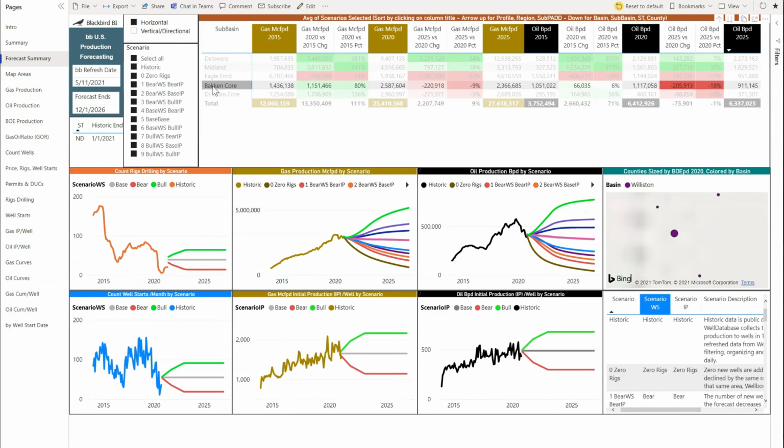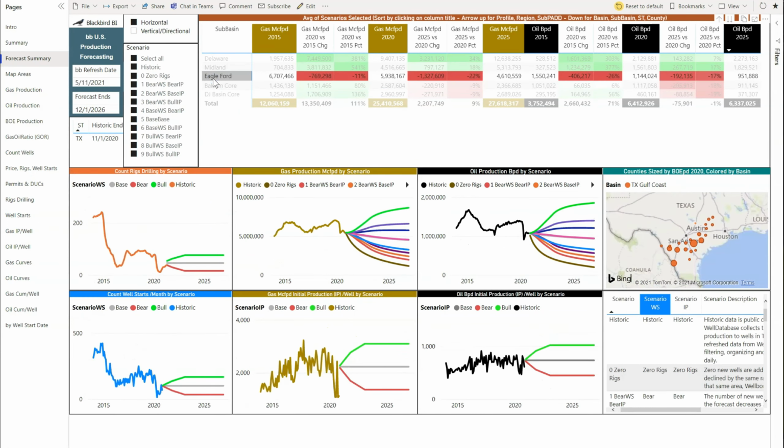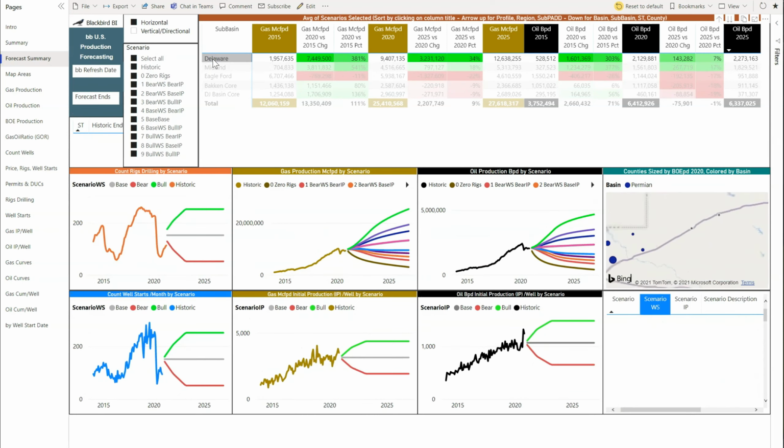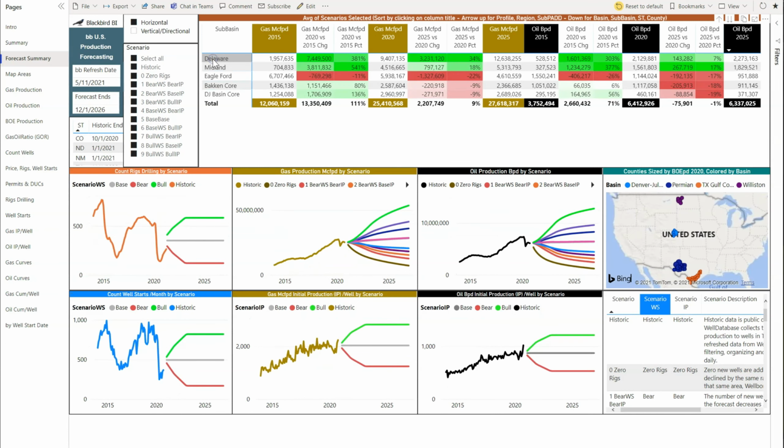Even though declines are steep, new wells are so big that it's easy to grow production in many scenarios. This is our feature report because clear assumptions and scenario analysis are vital for good planning.